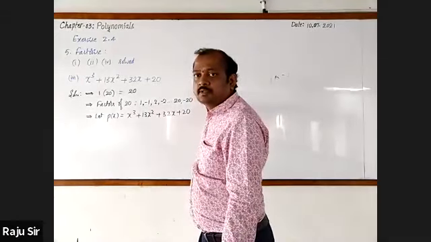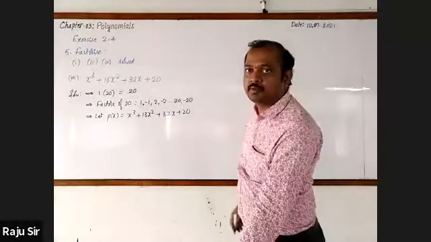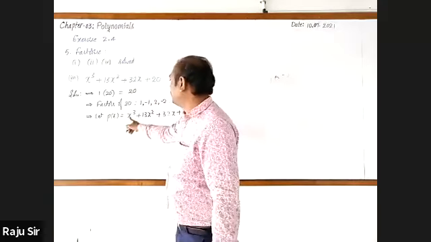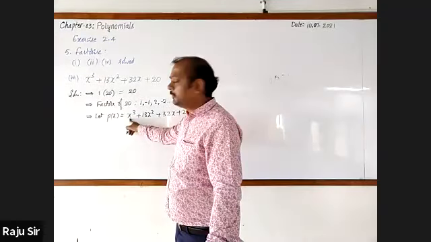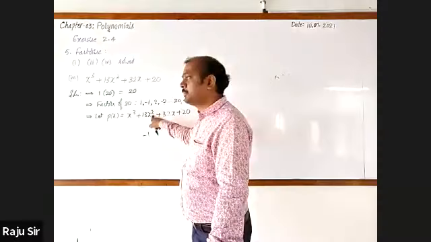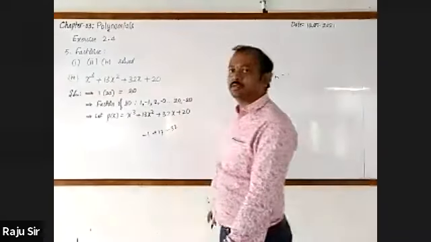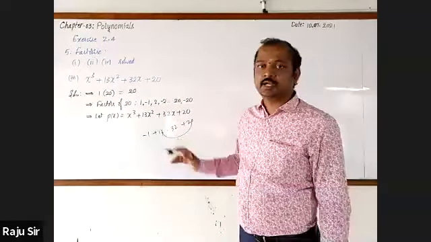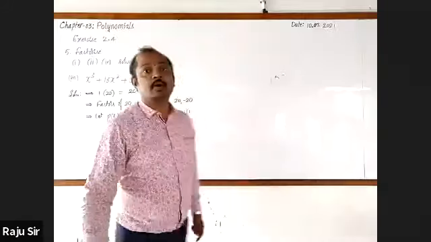Whether minus 1 comes. With pencil, you can go for checking. I write minus 1 in place of x. Minus 1 whole cube is minus 1. Here minus 1 whole square is plus 1, 1 into 13, plus 13. Here minus 1 into 32, minus 32. Plus 20. Minus 1 plus 13 is 12, plus 20 is 32, minus 32. Both get cancelled. You'll get 0. Therefore, minus 1 is the zero of the given polynomial.